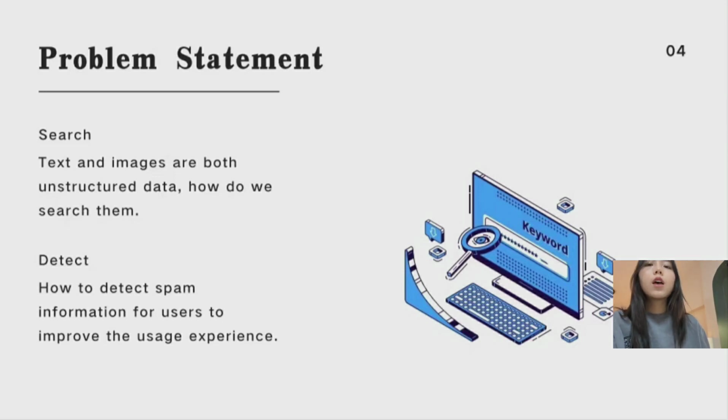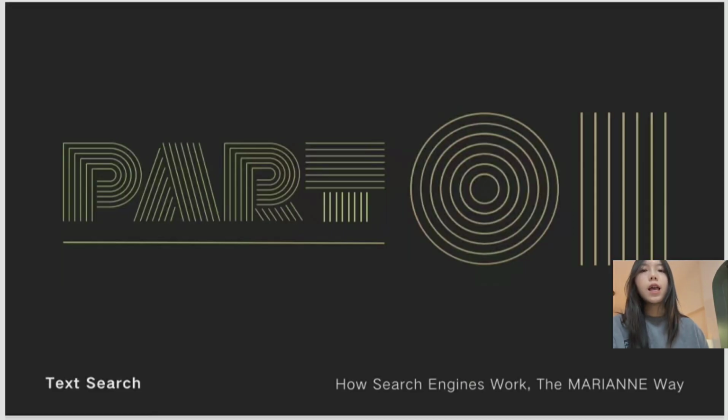To summarize, Marianne is a lightweight search engine built from scratch using Python to implement keyword-based text search and content-based image retrieval, while we also try to apply machine learning methods to identify and tag web pages with potential marketing content. Next, let's start with text search and see how Marianne builds the search engine.